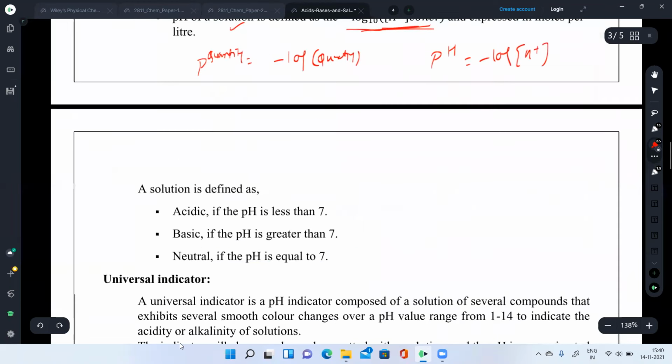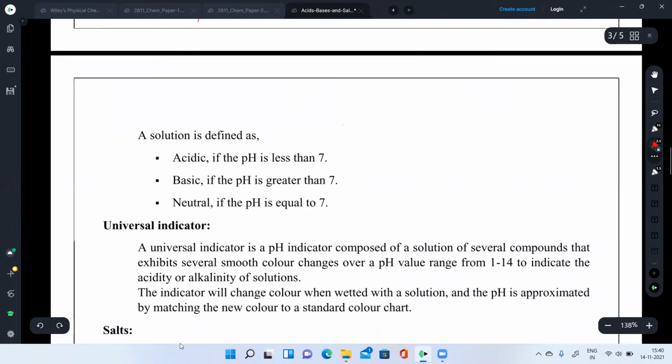Similarly, you already know this: if pH is less than 7, the solution is acidic. If pH is greater than 7, it is basic. 7 is exactly neutral. Now, universal indicator. You know why the pH indicator is known as universal indicator? Because it has a very wide range of 1 to 14.